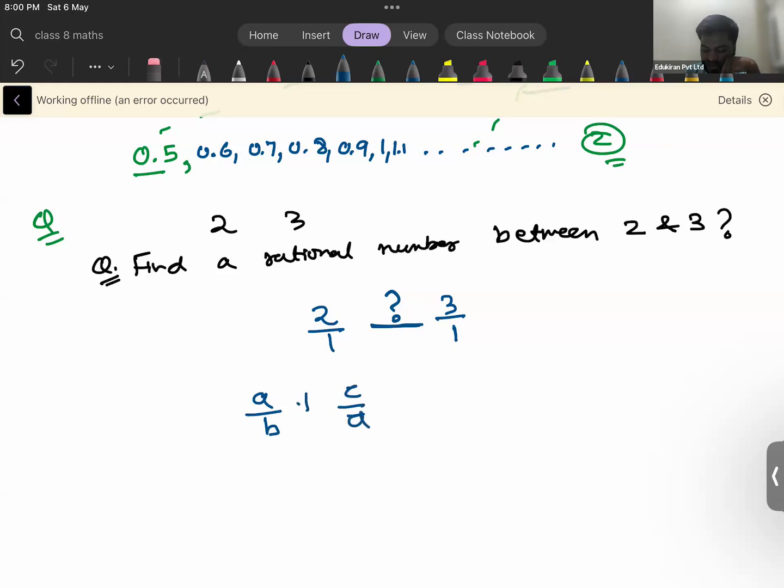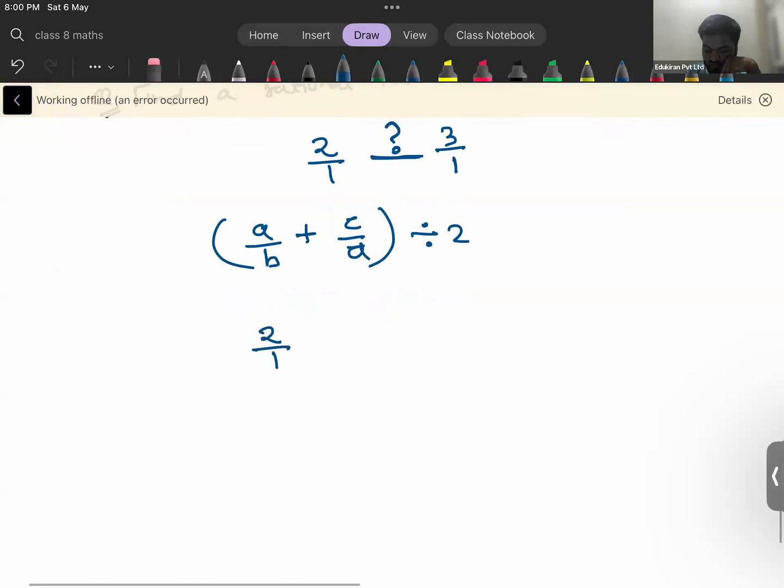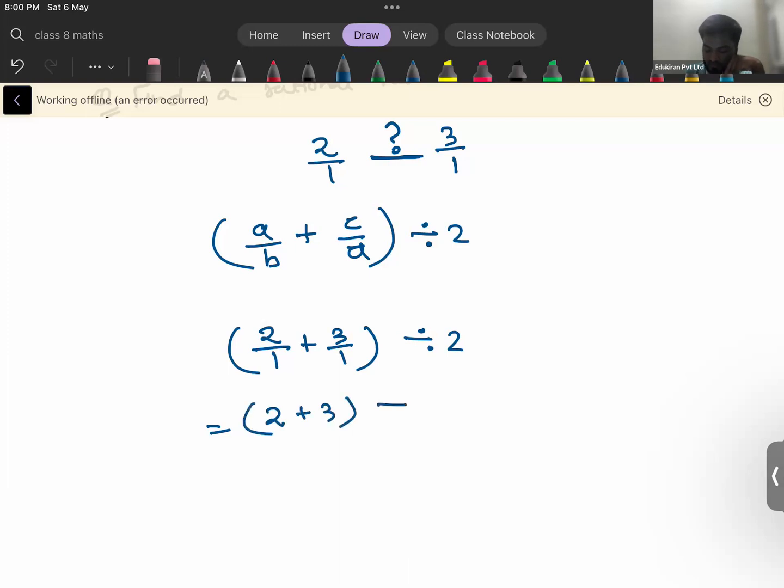We can just add these two rational numbers and divide the whole value by 2, like this: 2 upon 1 plus 3 upon 1 divided by 2. So 2 upon 1 can be written as 2, and 3 upon 1 can be simply written as 3. Right, Ahmed? Sir, 2 plus 3, that is 5, and divided by 2. That will give you 5 upon 2.